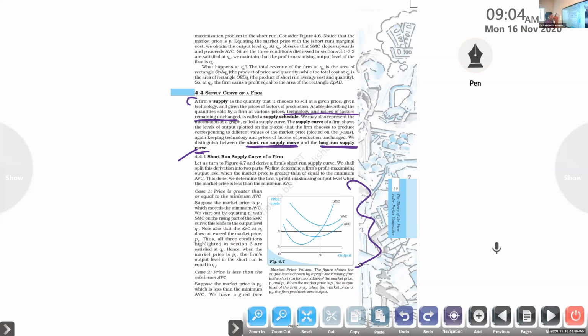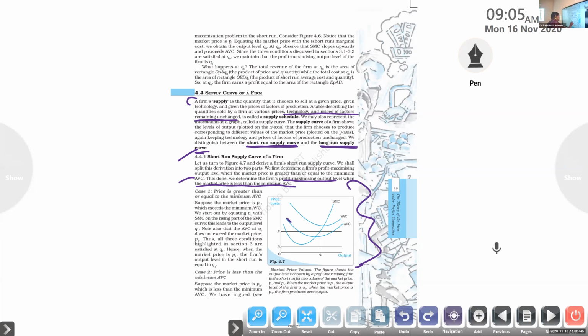Here we first determine the firm's profit maximizing output level when the market price is greater than or equal to the minimum AVC. The firm is always able to make the maximum profit if the price is equal to or greater than the AVC. This done, we determine the firm's profit maximizing output level when the market price is less than the minimum AVC. Okay, then only the firm is not able to make a profit.